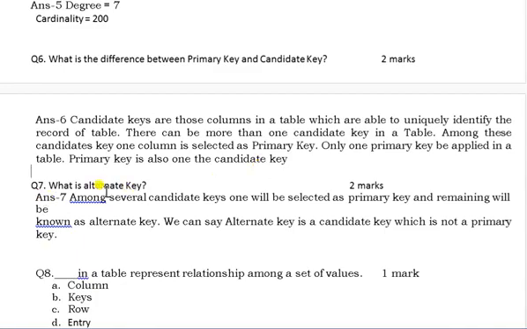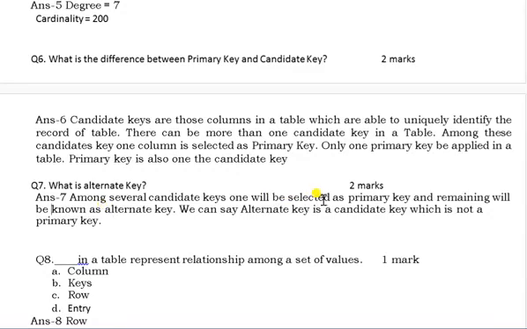Question number 7. What is alternate key? So among several candidate keys, one will be selected as the primary key and remaining will be known as alternate key. So we can say alternate key is a candidate key which is not a primary key. Question number 8. Blank in a table represents relationship among a set of values. So the answer is row.